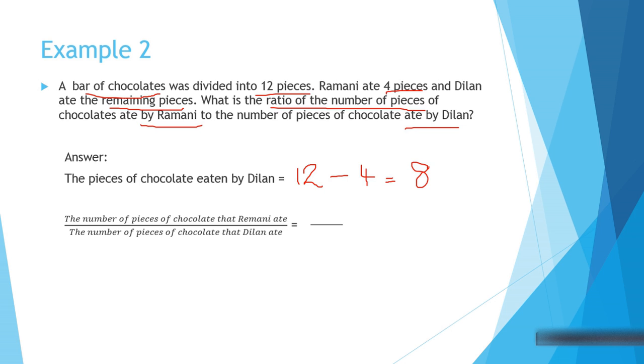And if you notice the values 4 and 8, 4 can go into 4 and 8. So 4 goes into 4 one time and 4 goes into 8 two times. So we have simplified the fraction into 1/2. This 1/2 can also be written as a ratio like 1 to 2. So this is how we work out questions related to ratio.